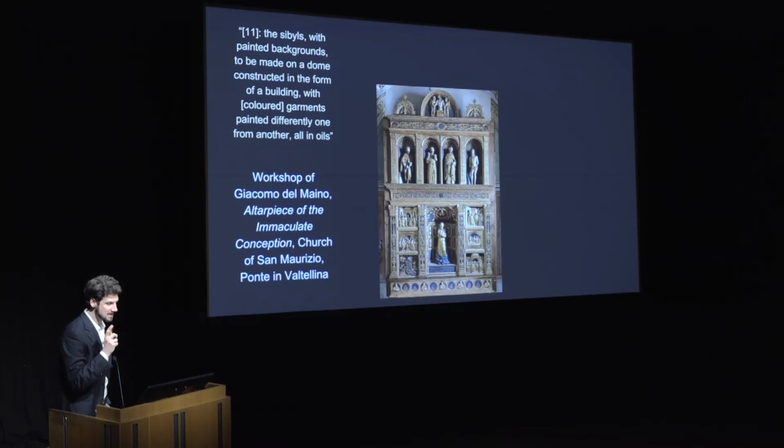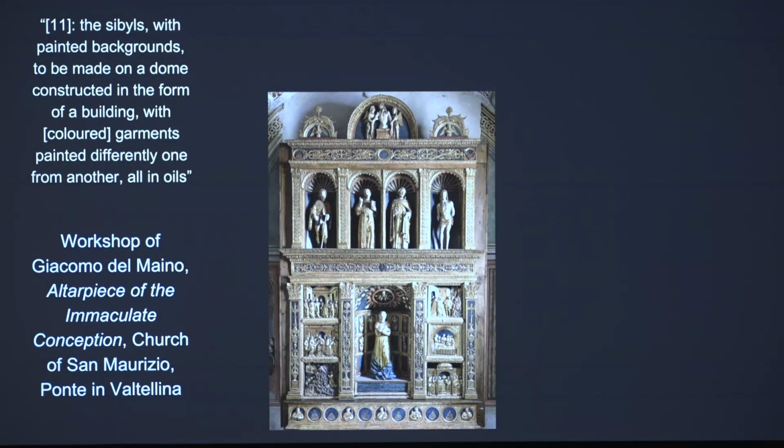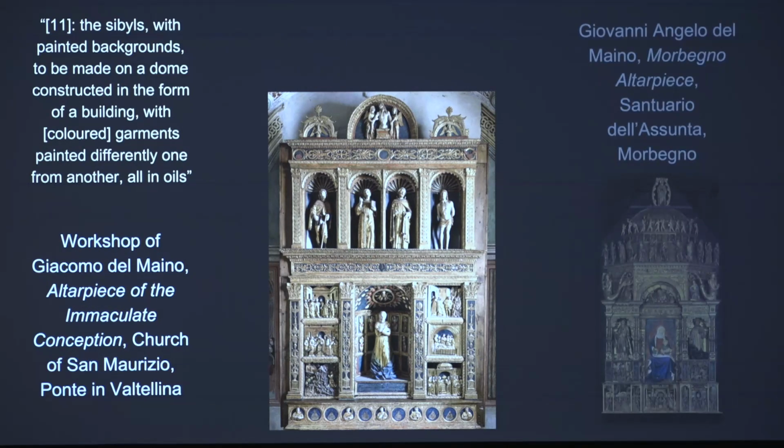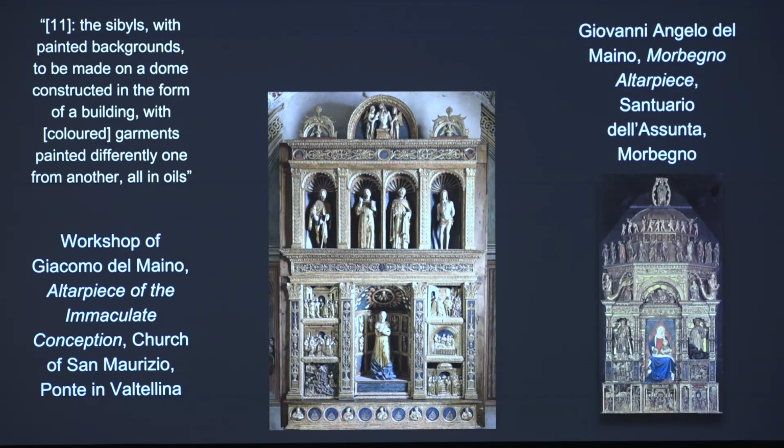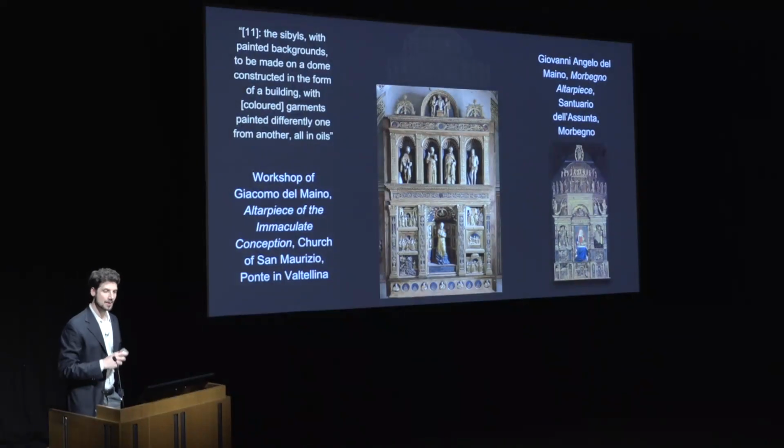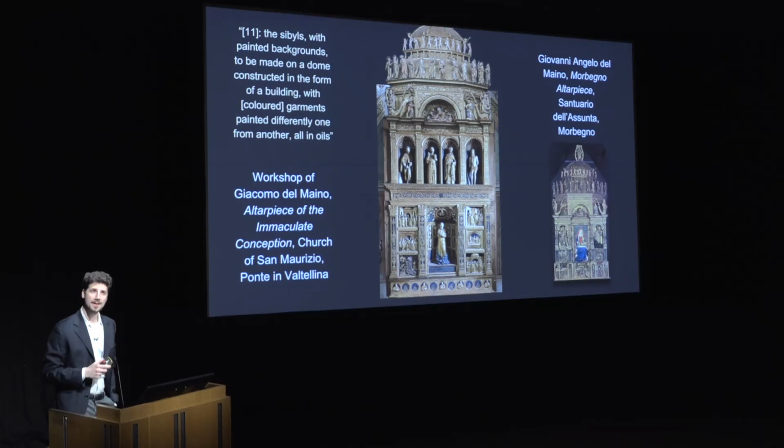The 11th item says the Sibyls with painted backgrounds to be on a dome constructed in the form of a building, with colored garments painted differently one from another, all in oils. So fortunately, we have another example surviving, with a dome at the top. We don't know if the one in San Francesco Grande was octagonal like this one. Certainly, the Sibyls were probably creating a less crowded ensemble over there. But let's use that example and try to imagine this one in the center from San Maurizio with the top. It must look something like this.